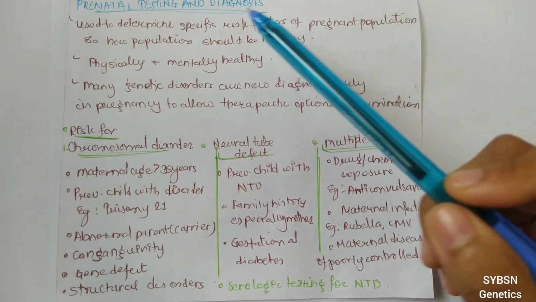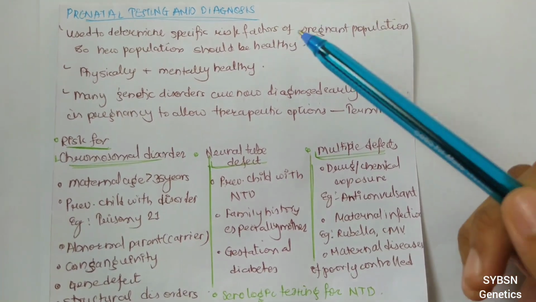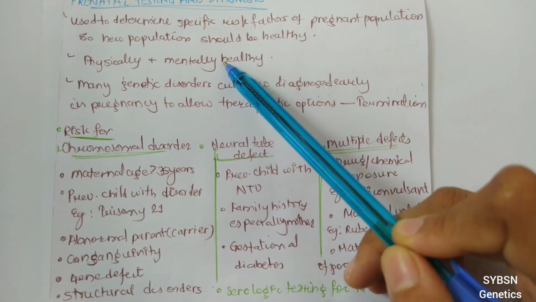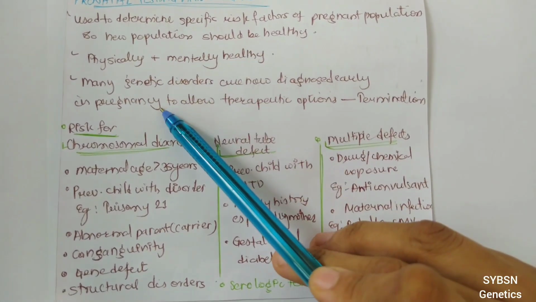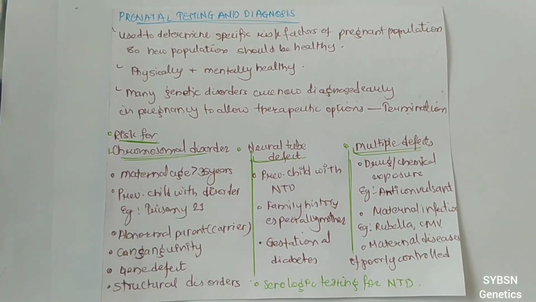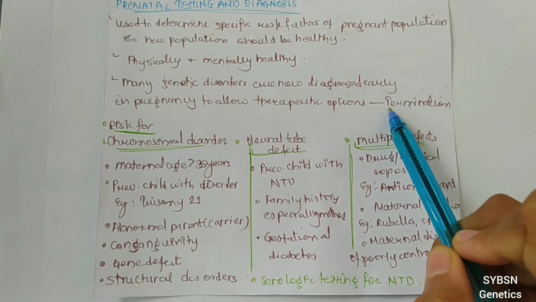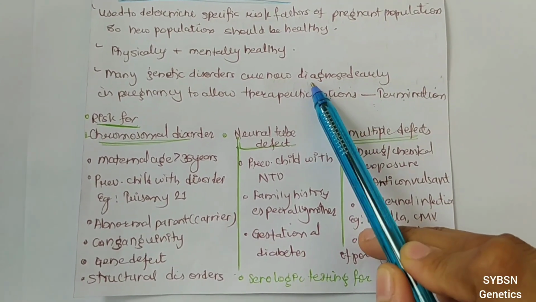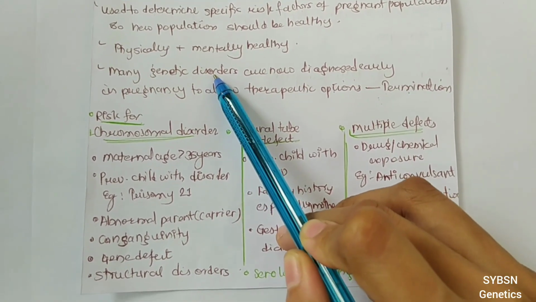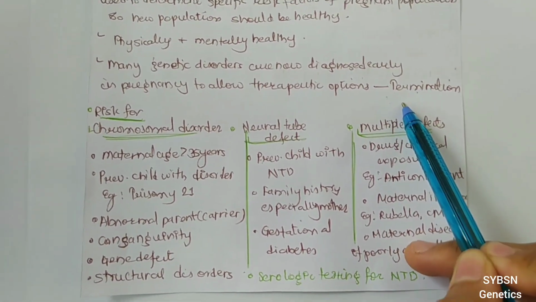So basically the goal for prenatal testing is that they want the new population, that is the population which will be born, to be healthy in terms of physical and good mental health. So they want it to be physically and mentally healthy. Many genetic disorders are now diagnosed early in pregnancy to allow therapeutic options. As stated, one of the therapeutic options is termination of a pregnancy, because if the couple doesn't want a child to be born with any kind of genetic abnormality or chromosomal abnormality which will interfere in his development in the growing years, they can always choose termination as an option to avoid it.